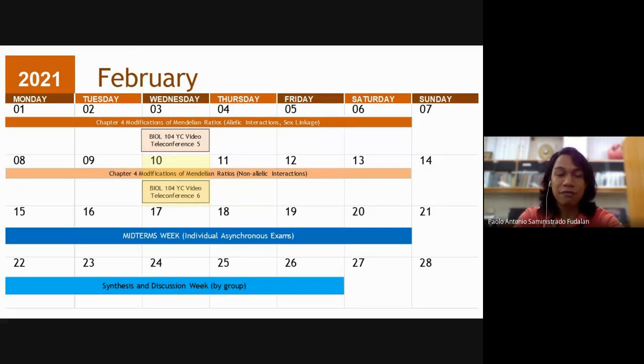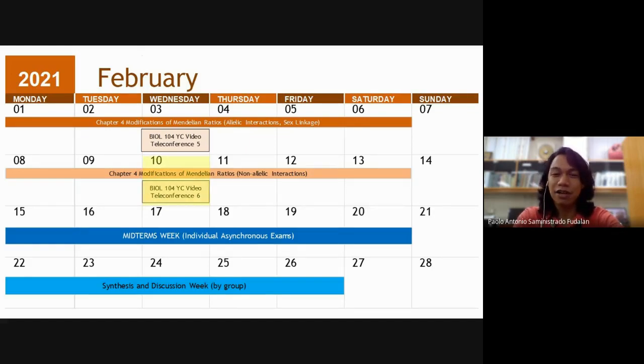And this week we are supposed to be learning about Chapter 4, continuation on modifications of Mendelian ratios. And a new problem set 5 has just been provided for you. And that's the last problem set before the midterms. The midterm exam, although in the course wall, it was written there, it's gonna be given this 20th.